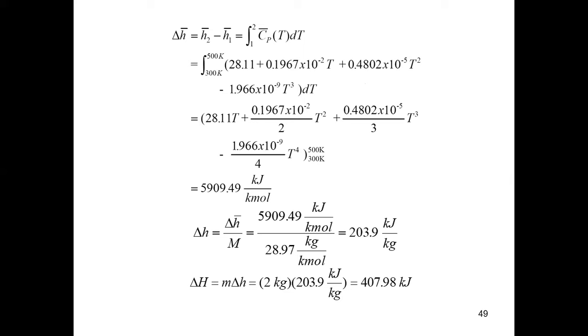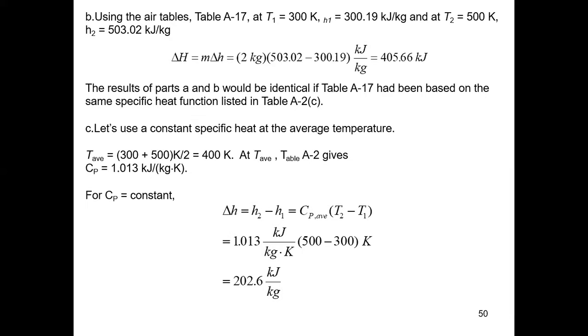That you divide by the molecular weight of air, kilogram per kilomole. So the molecular weight of this gas is 28.97 kilogram per kilomole. Why do you divide by the molecular weight? Then the enthalpy change will be in kilojoule per kilogram. Okay, and then you multiply by the mass of the gas, total mass, to get the total change in enthalpy. Okay, and then you plug it in.